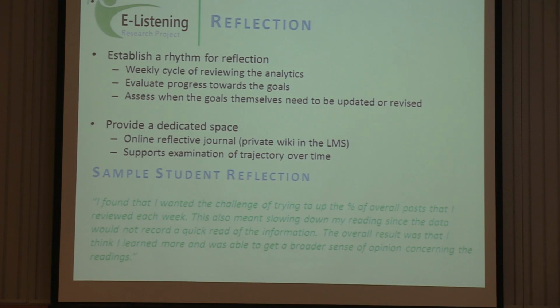And obviously I picked some of the nicer ones, but I thought this was a particularly nice reflection where the student said, "I wanted to try and up the overall percentage of posts I reviewed. That turned out it meant I had to slow down my reading, since the data wouldn't capture it." This was one of those students who had looked at every single post without getting in depth and realized they needed to slow down. And maybe they know the instructor's reading, so they wrote something nice, but the overall result was, "I learned more and got a broader sense of the opinions concerning the reading." So they clearly at least get what we want to happen, and it seems to have been something that was useful to them.